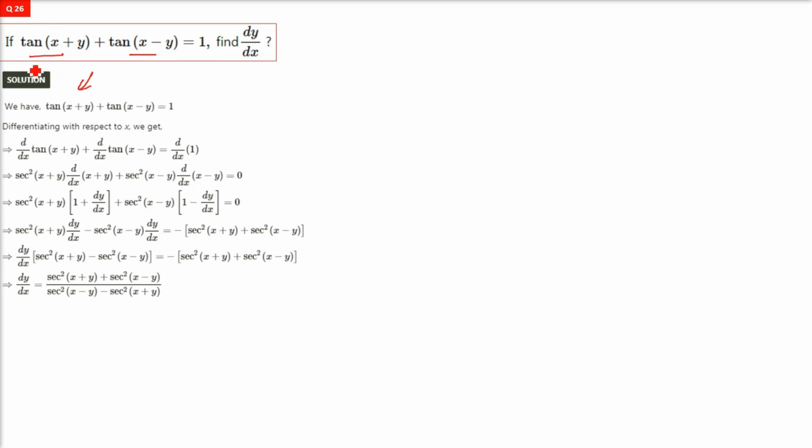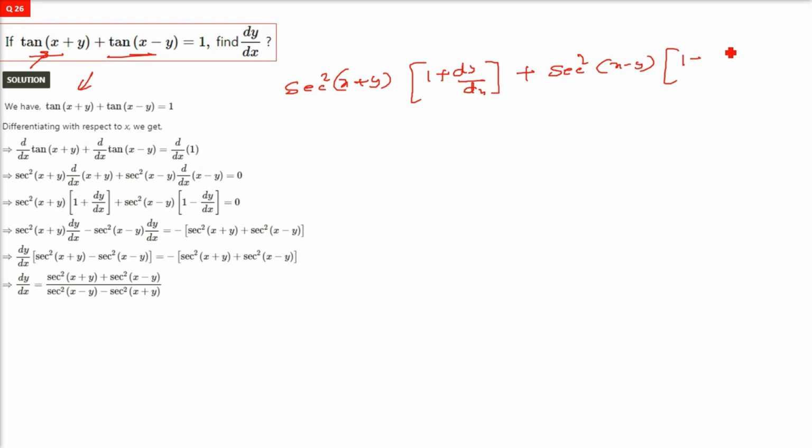And dy by dx will be like that, the same thing, dy by dx on left hand side, others on right hand side. So tan(x plus y): the differentiation of tan x is sec square x, so sec square(x plus y). The differentiation of x plus y: x is 1 and y is dy by dx. Then we have plus sec square(x minus y), and differentiation of x minus y: x is 1 and minus dy by dx.